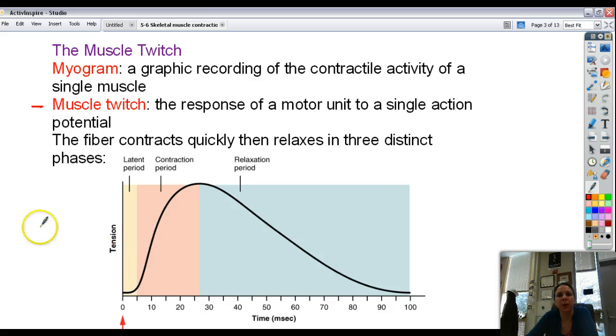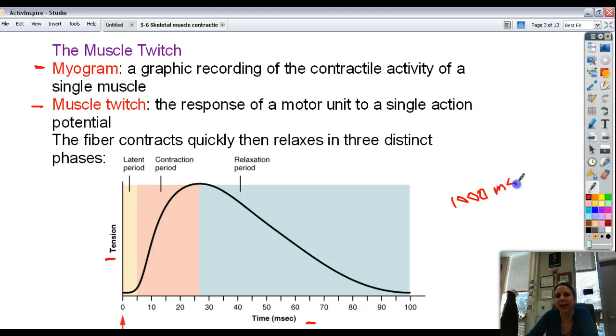So how do I know what a muscle does? Well, I can use a myogram to determine how my muscle reacts. So over here is the tension, which is the amount of stress applied to the muscle, and then we have time in milliseconds down here. Remember, milli means 1/1,000, so that's supposed to be 1,000.